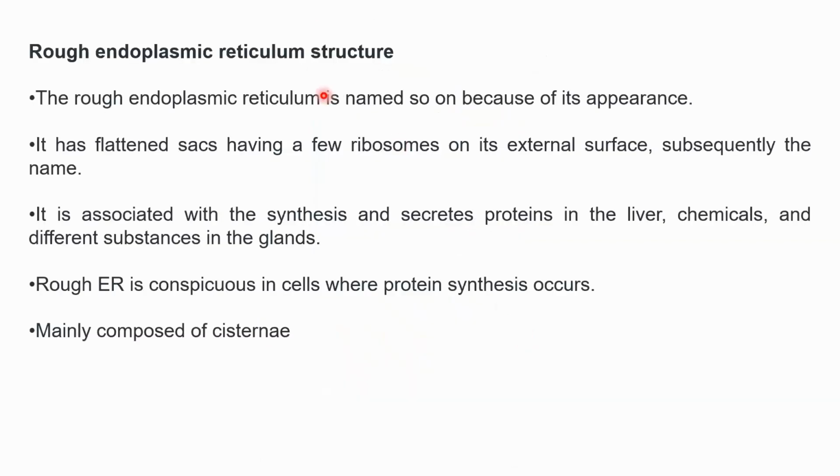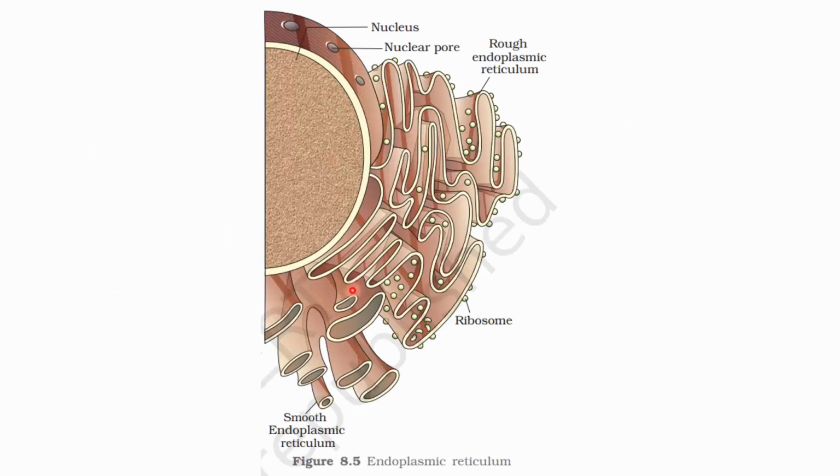Studying in detail the structure of the rough endoplasmic reticulum, it is named so because of its appearance, as I mentioned. It has flattened sacs with ribosomes on its external surface, and subsequently the name. We can see that mostly the ribosomes are present on the flattened sac-like structures, while in tubule-like structures, ribosomes are absent. So most of the composition of the RER is what type of structure?